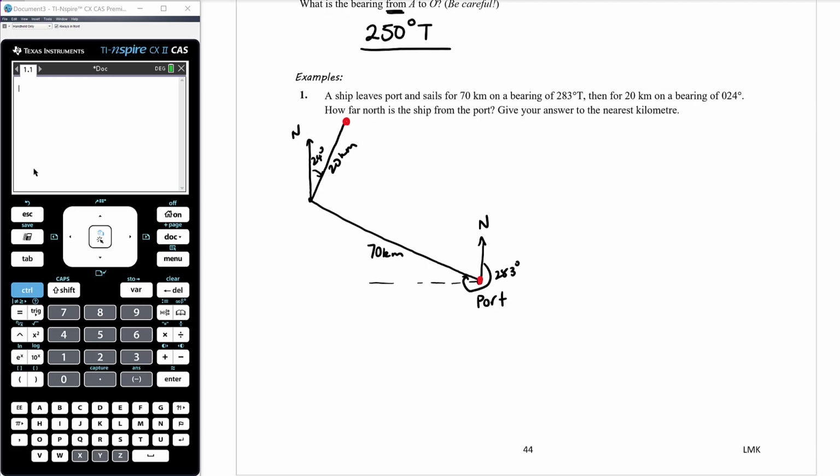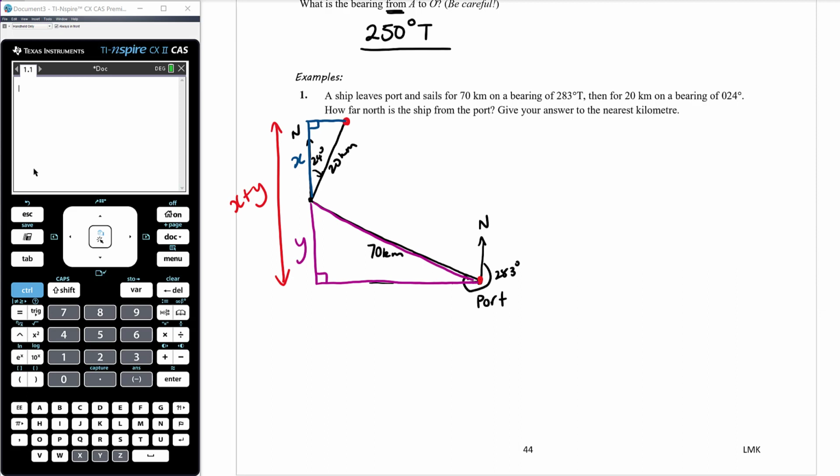So I'm going to make two triangles. I can use this triangle here. I can find that distance. And then I can make this triangle down here to find that distance. And then that total distance is what I want.